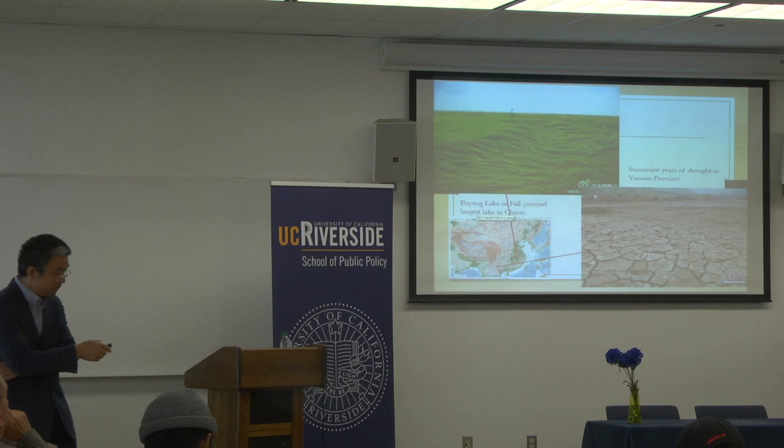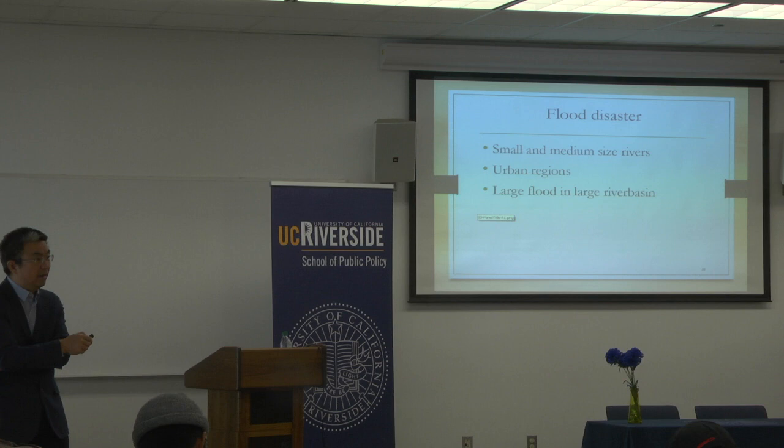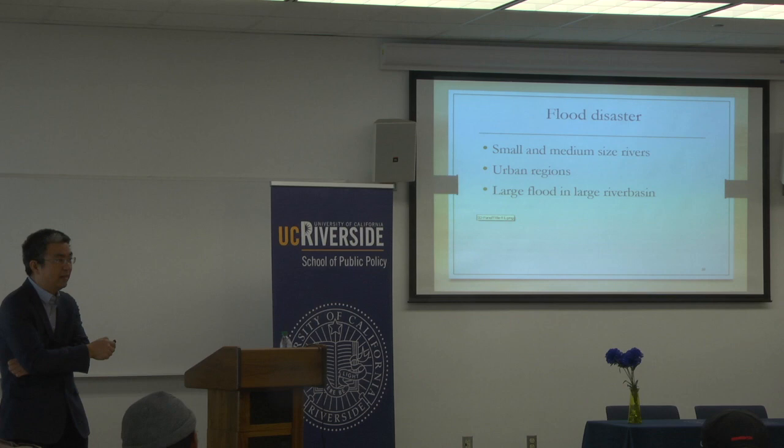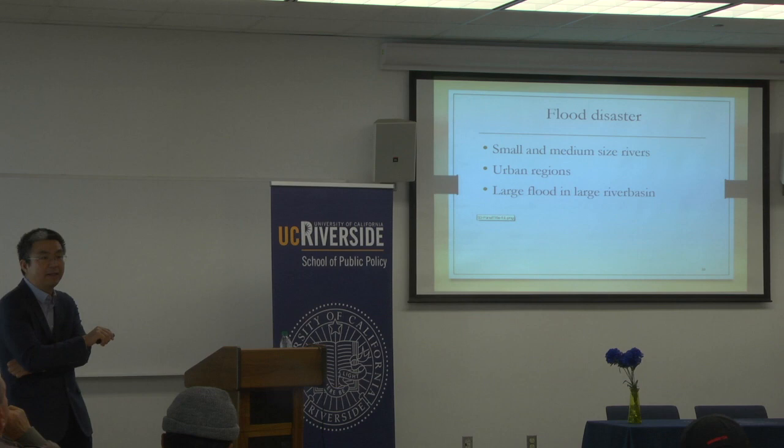And then the second one, flood disasters, in small and medium-sized rivers. For the big rivers now, I think it's fine for the Yangtze River and the Yellow River, with the infrastructure. I do not think there will be flood disasters in this area. But for small and medium-sized rivers and urban regions, because of their numbers, it's difficult to control. Also, there is a worry about extreme floods in the larger river basins, extreme meaning more than one in 100 years.